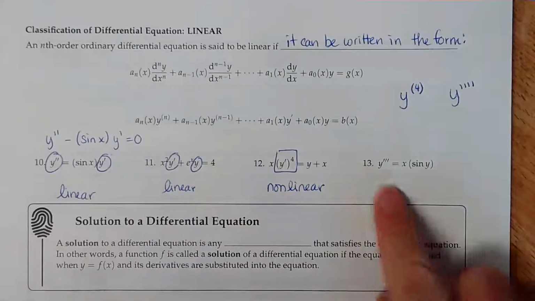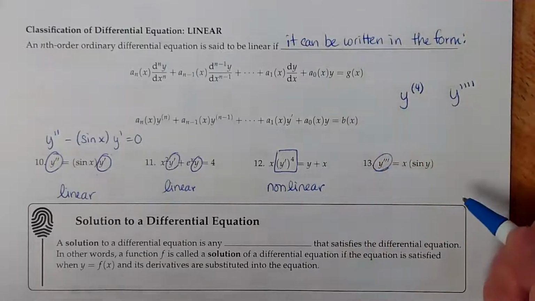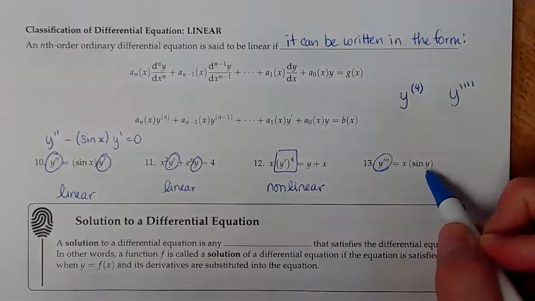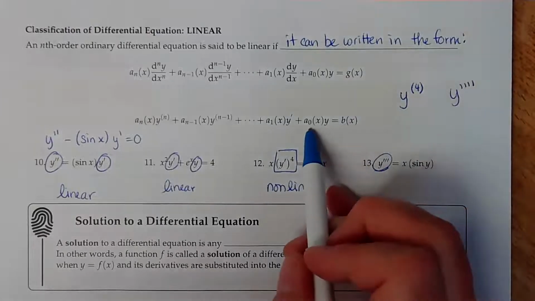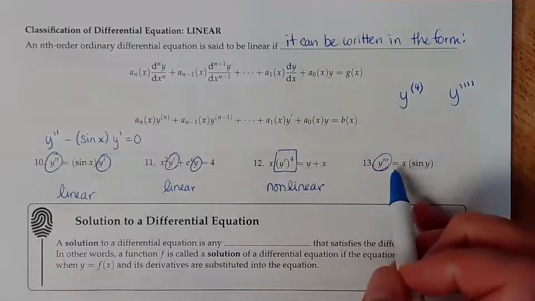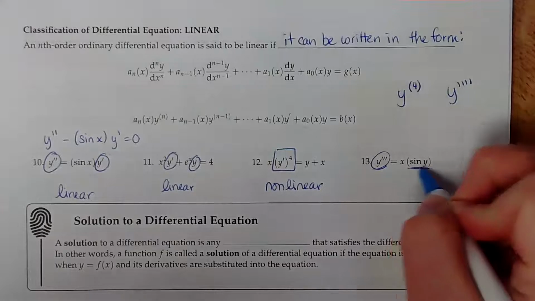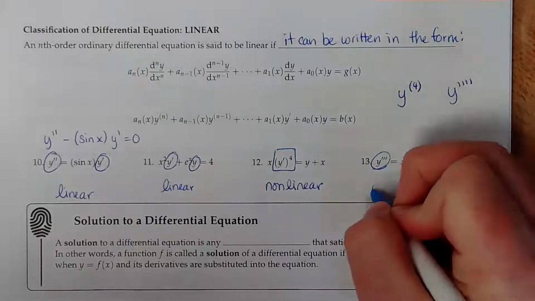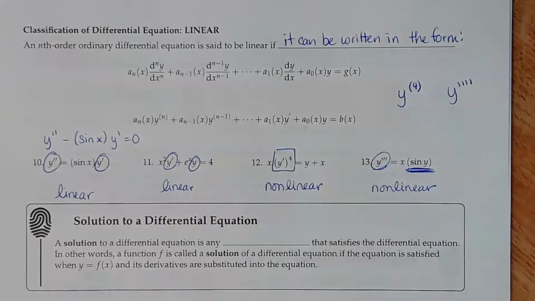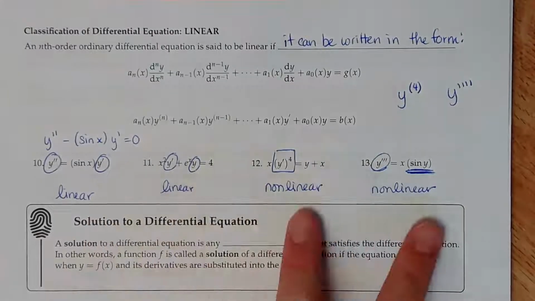And then on this one, I see a y triple prime, and it's not raised to a power, so that's a good thing. But here, my y is stuck inside of a sine function. And if I look at the way this is written here, that y has to be on its own. It can't be stuck inside of a function, just like it can't be raised to a power. So this is a problem with this sine y. So this is also a non-linear ODE. Okay, so these first two are linear, these last two are non-linear.